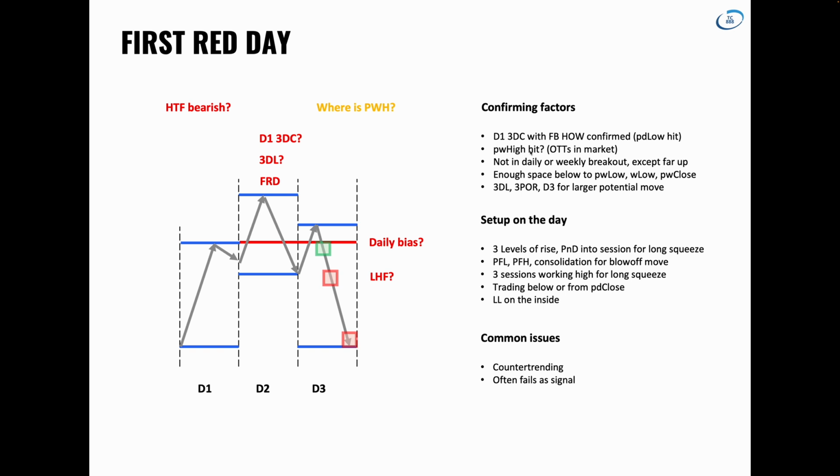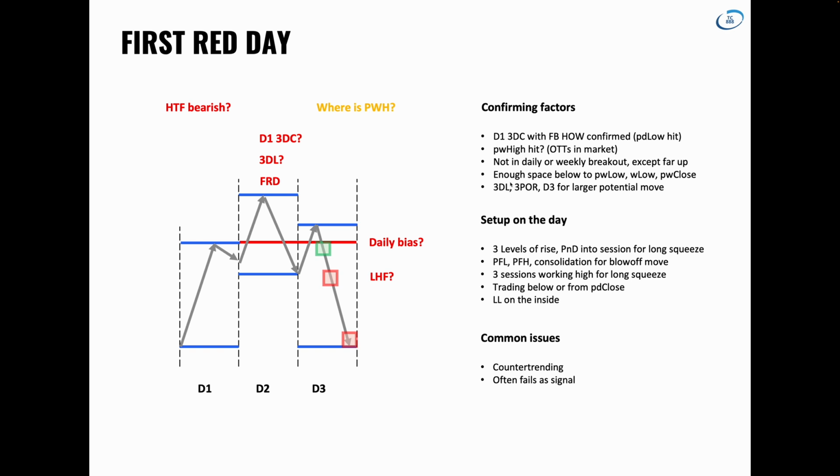Confirming factors, similar to the other ones. Day 1, 3-day cycle is nice that you come into a day 2 here. If it's a false break at the high of the week, you hit also previous week's high here at the same time, and you have then other time frame traders in the market. You don't want to take the short in a daily or in a weekly breakout unless you're very far up. You want to have enough space to previous week's low, weekly low, previous week close.